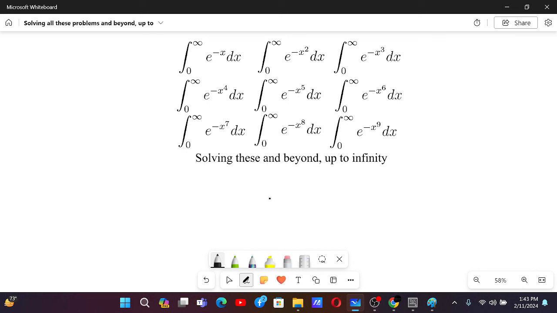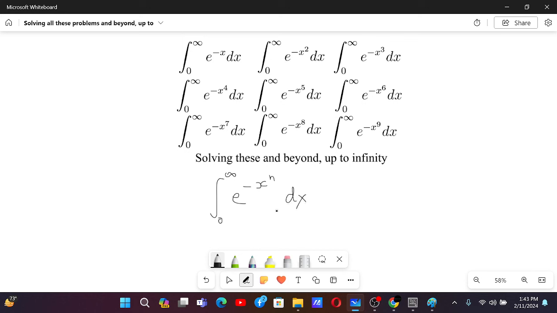Solving all these integrals and beyond, up to infinity. So basically in this video I will solve literally all of these integrals, but the way I'm going to do it is by solving this integral where these numbers are generalized by the variable n.